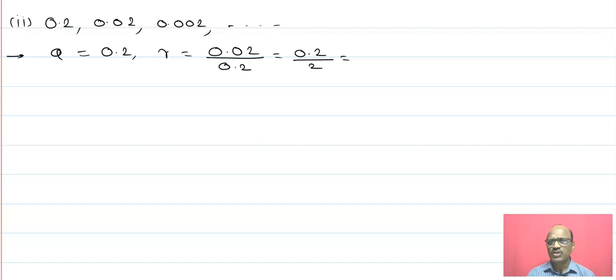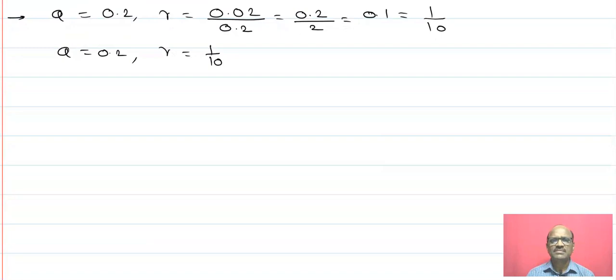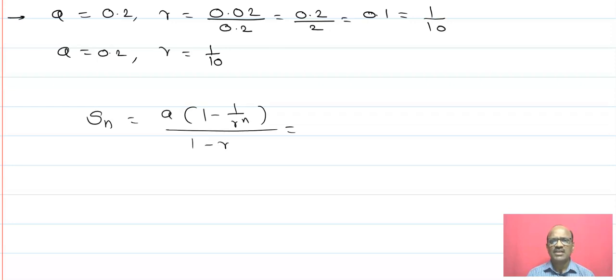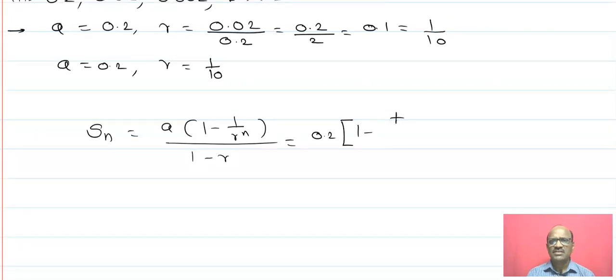Now next is 0.2, 0.02, 0.002, and in this way up to n terms. A is equal to 0.2, R is equal to 0.02 upon 0.2, that is R is equal to 1 upon 10. Now see this, Sn is equal to A in bracket 1 minus R raised to n upon 1 minus R. Now simplify this, A is 0.2, 1 minus 1 upon 10 raised to n, in bracket 1 minus 1 upon 10.